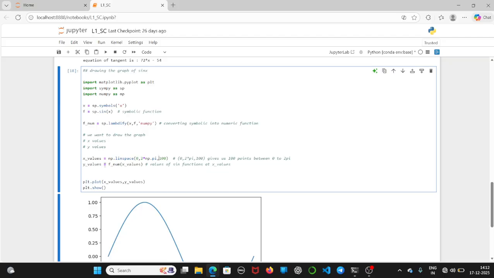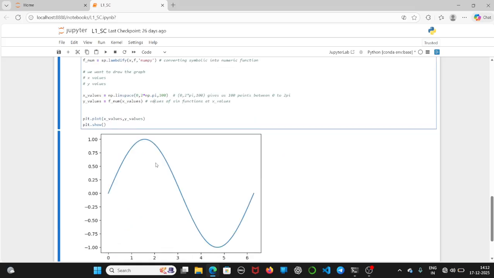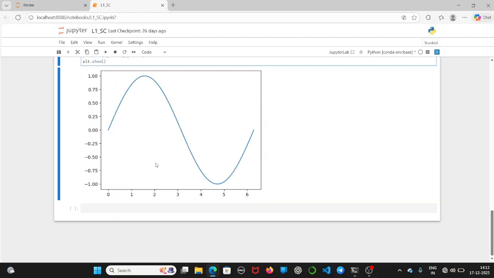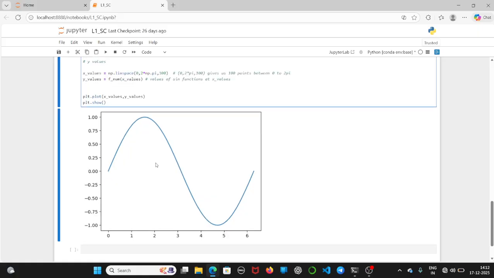And what we have plotted: the x values are these 100 points, and the y values are the values of this function at these 100 points, at the corresponding points, right? So this is how you can draw the graph of the sine function, right? Now that is enough for today.